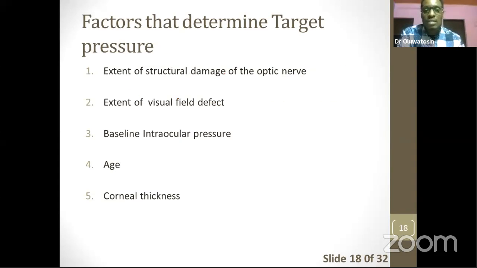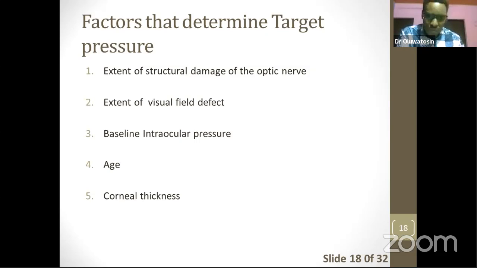Now, the factors that determine target intraocular pressure. When I want to set a target intraocular pressure, I will want to consider all of this. First of all, in examining the patient, I want to know the extent of structural damage to the optic nerve, and this is done commonly when we check the cup-disc ratio. From there, we can also stage the disease condition as mild, moderate, and severe.